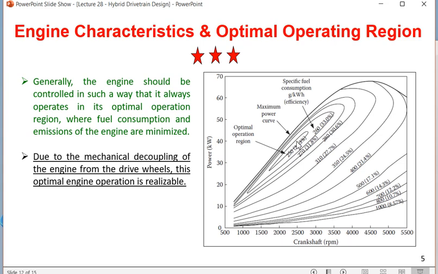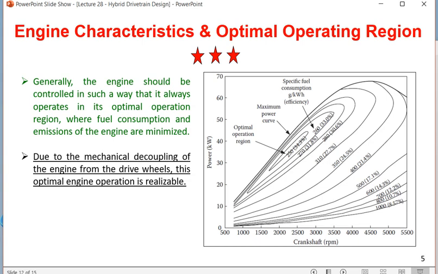Generally the engine should be controlled in such a way that it always operates in its optimal region. The optimal region always gives us the best efficiency, or lowest usage of fuel and the highest amount of power. That is called the optimal region, where fuel consumption and emissions of the engine are minimized. Very important: whenever the vehicle is operating in the optimal region, the pollutants generated by the vehicle are also minimum, because HEV is not EV. HEV means hybrid electric vehicle. It is actually run by a combination of an engine driven by gasoline, a fossil fuel based thing, and EV.